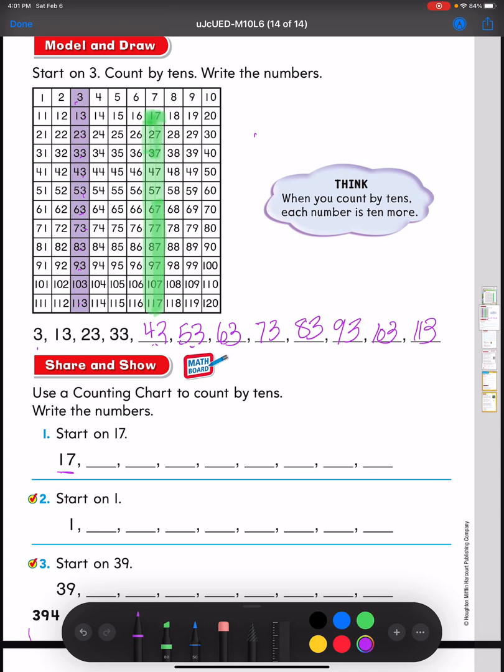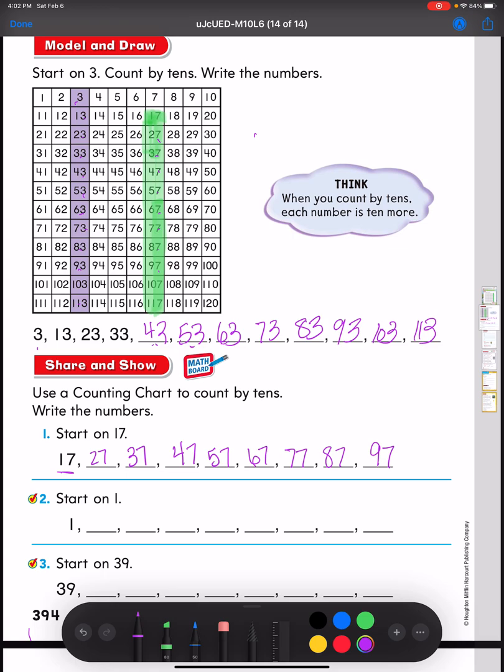So I started on 17, then I can see 27, and then 37, and then 47, 57, 67, 77, 87, 97. And I could keep going, but that's where my blanks end.